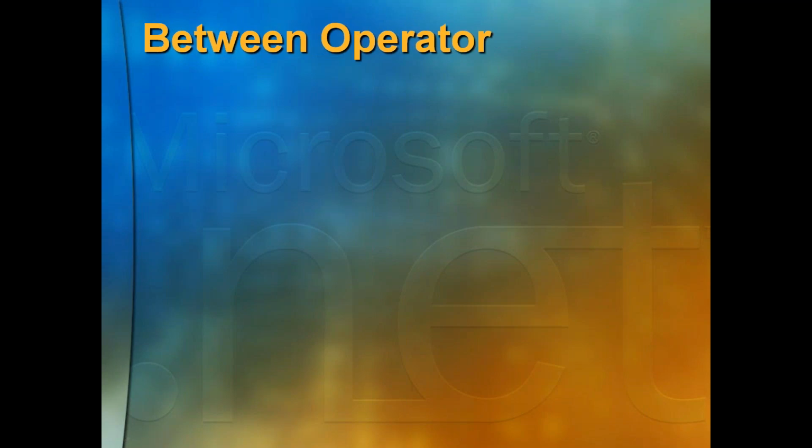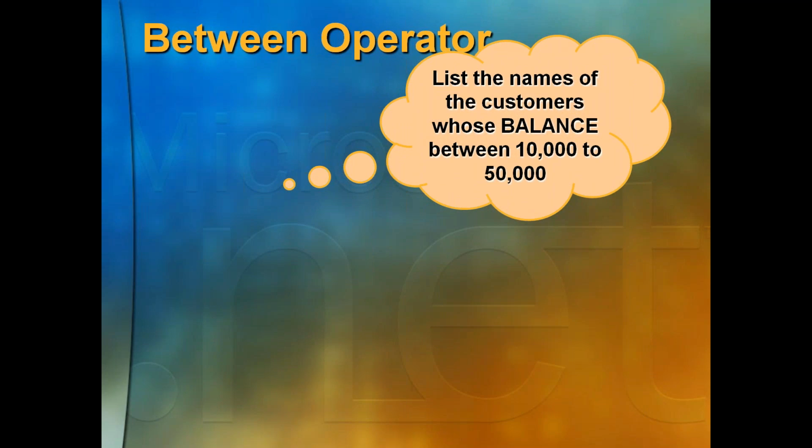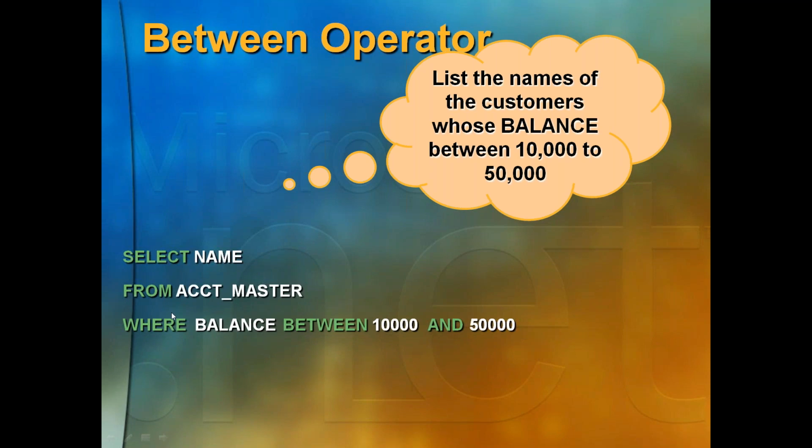Now we have the between operator. List the names of the customers whose balance is between 10,000 and 50,000. There is a between operator that you can use. So: select name from account master where balance between 10,000 and 50,000.